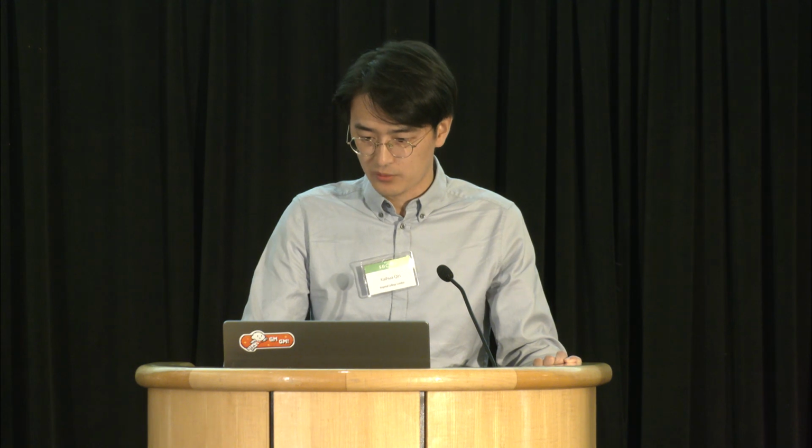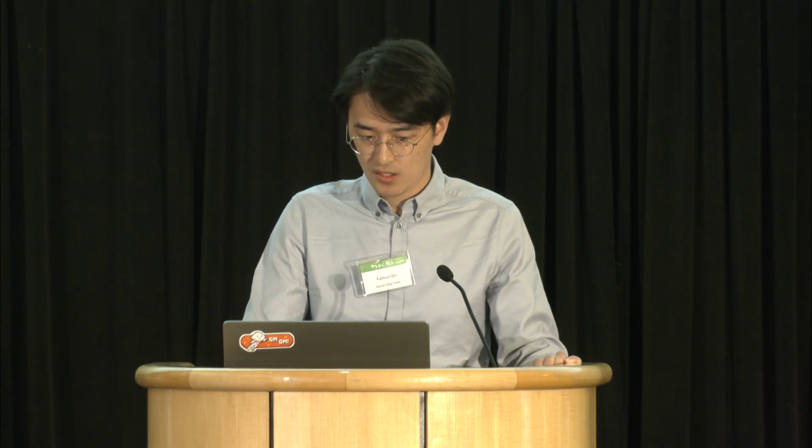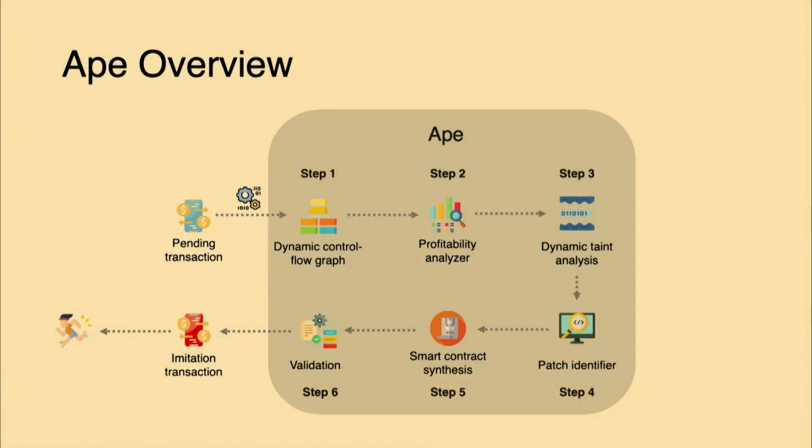So how does it work? This is the overview of APE. I will discuss some of the technical details in my later slides. But on a high level, the input is any pending transaction, and the output is the imitation transaction that includes all the contract deployment, also the imitation execution. So in total, we have 6 steps.